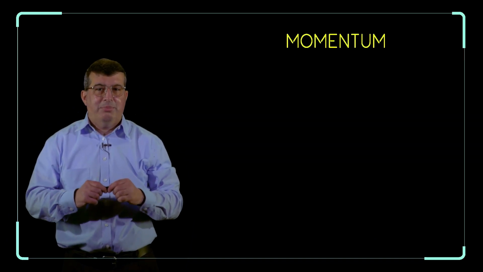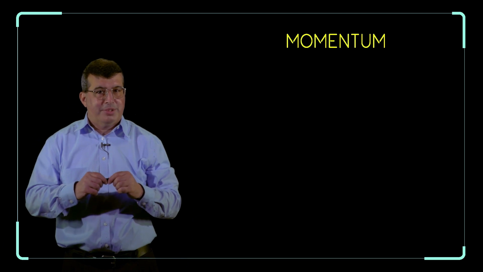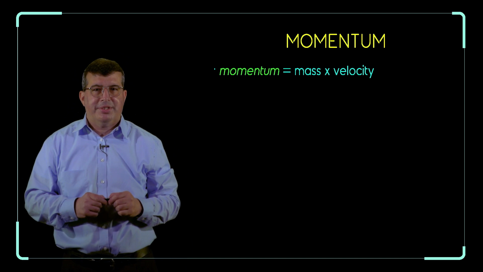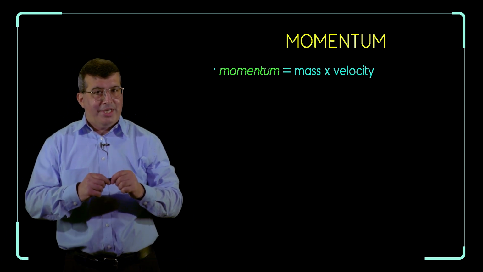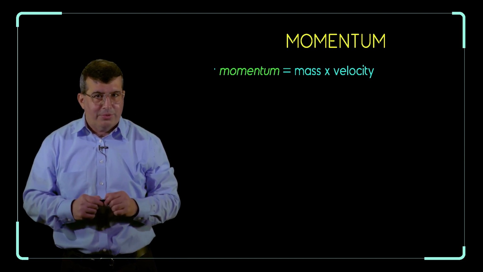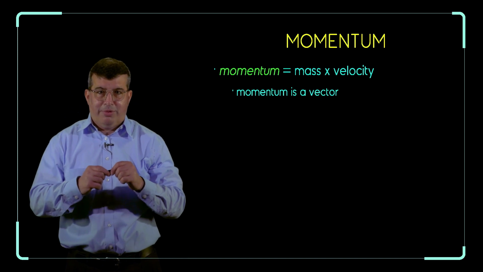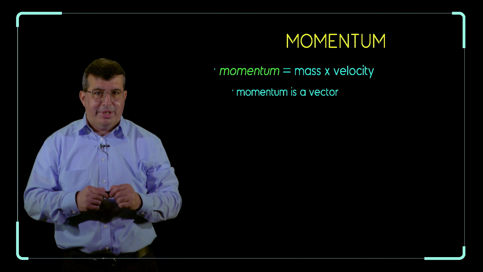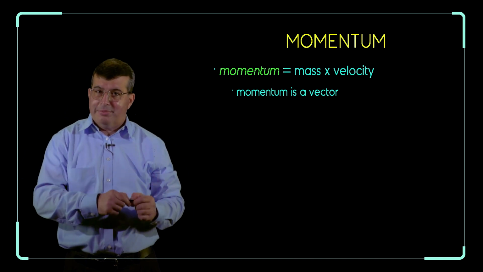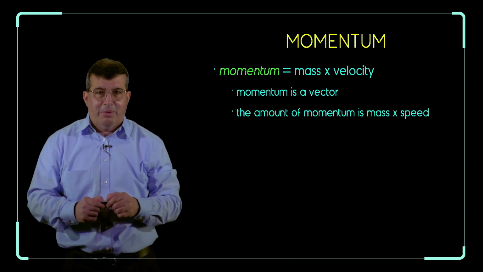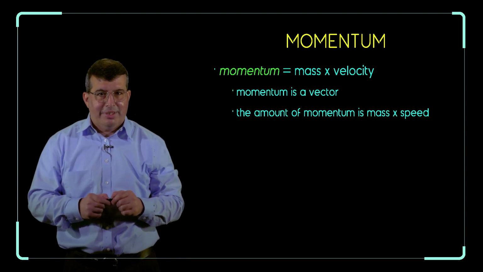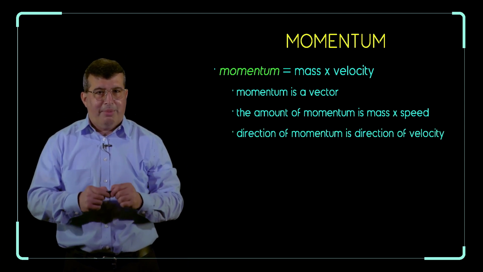We define momentum to be the product of an object's mass and its velocity. So momentum equals mass times velocity. Since velocity is a vector, momentum is also a vector. That means that momentum has both amount and direction. The amount of momentum is the object's mass times the object's speed, and the direction of momentum is the direction of the object's velocity.